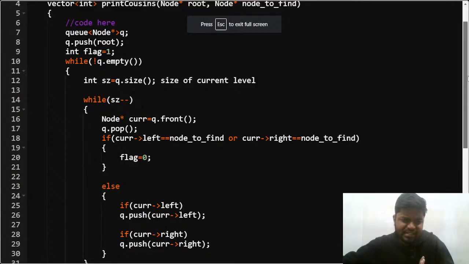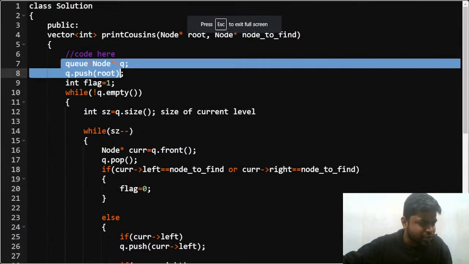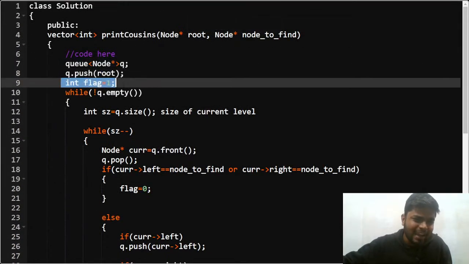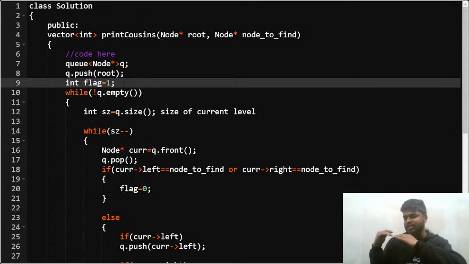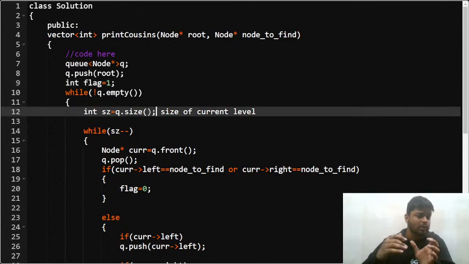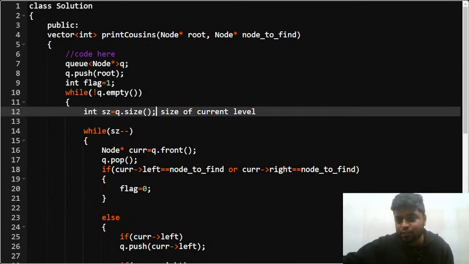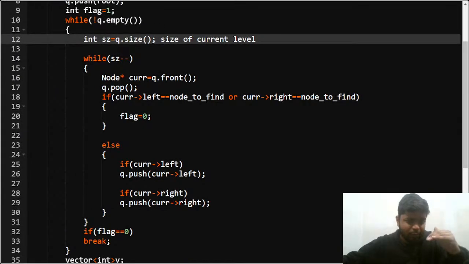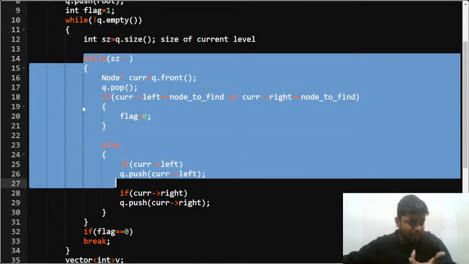I'll explain it once again. What I was doing was I just pushed the current root. I mark my flag as 1, indicating that I have not yet reached the level at which my current node is lying, for which I want to find the cousins. So I'll have the size. Size will store nothing but the number of nodes at a particular level. So I'll be having a while loop for all that particular level, right?